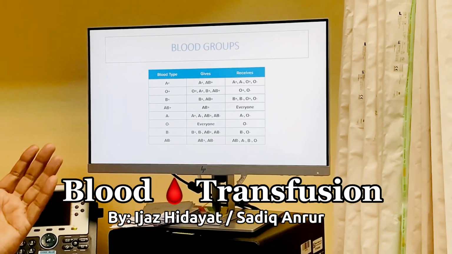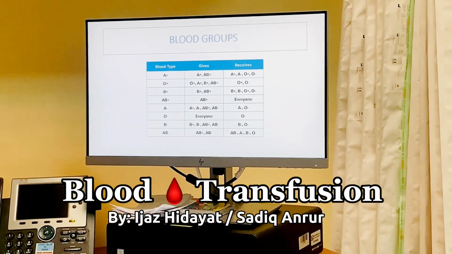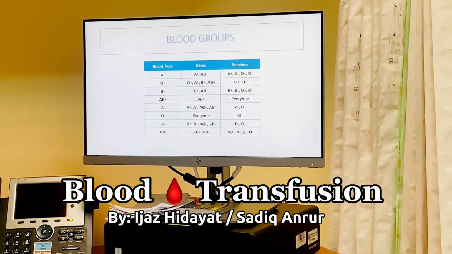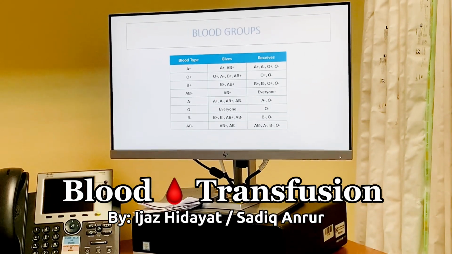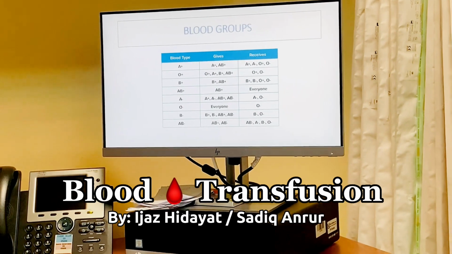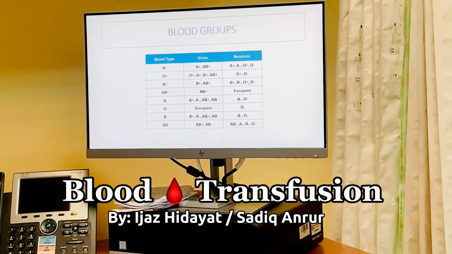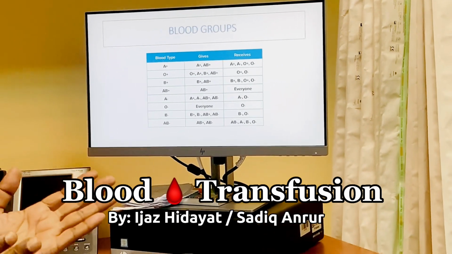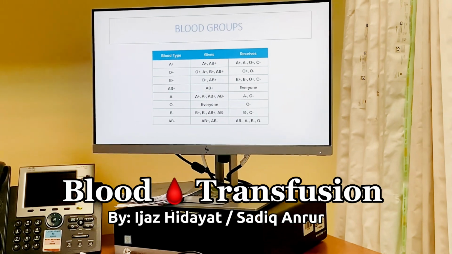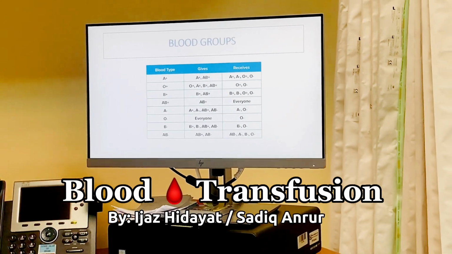So actually we have the ABO blood group. Would you like to explain, Sadiq, what is ABO? ABO means if the blood has A antigen or B antigen, that means the patient is group A or group B. If he has both antigens, that means the patient is AB. And if the antigen is absent, that means the patient is group O.